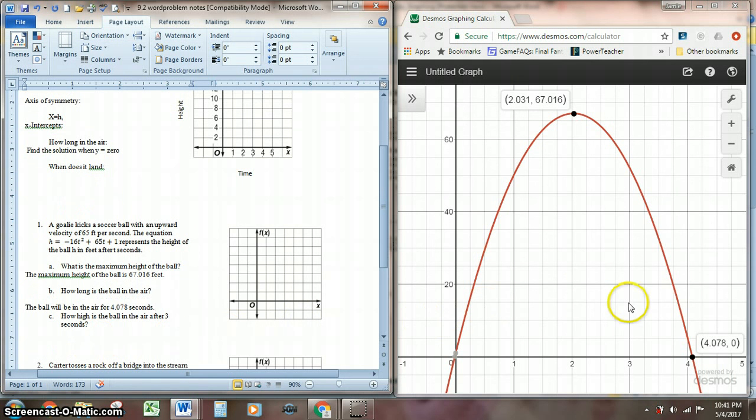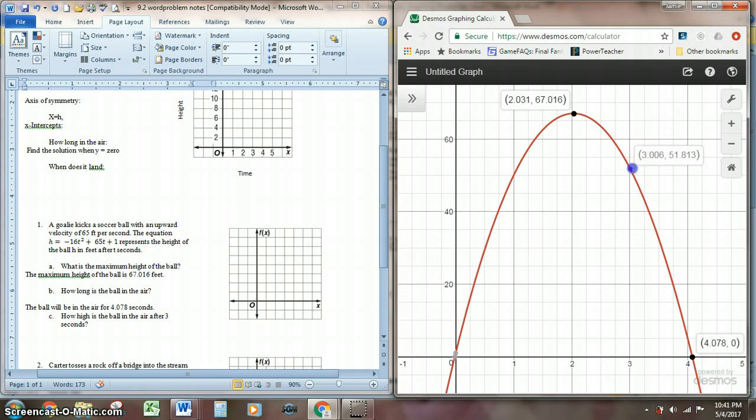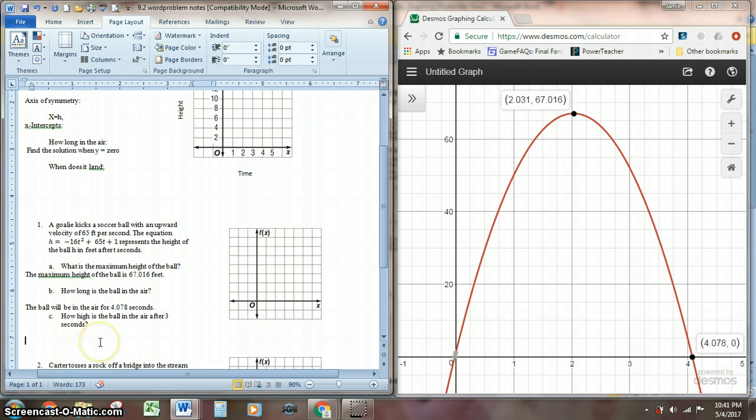On Desmos, again, it's as simple as going about 3 over, finding that point, and clicking on it. So I got 2.99. I can get about 3.003, and that was 51.97. There we go. 51.813 will be close enough, okay? And honestly, that's good enough. I would just say 51.803. And I need to make a complete sentence. So the ball will be 51.803 feet in the air after 3 seconds.